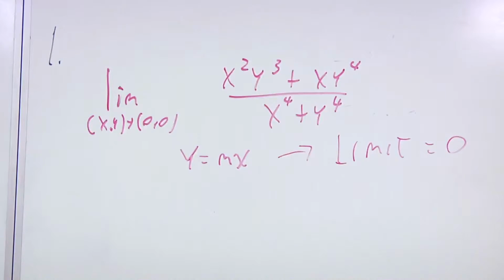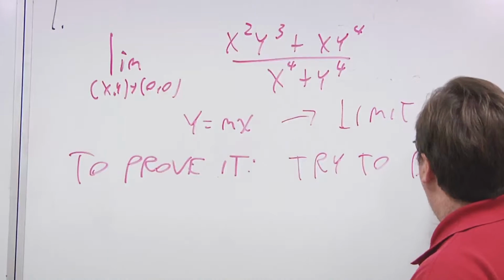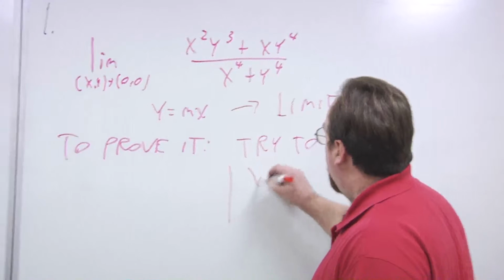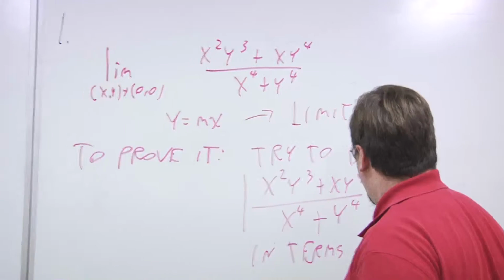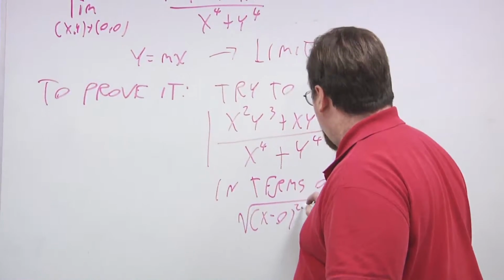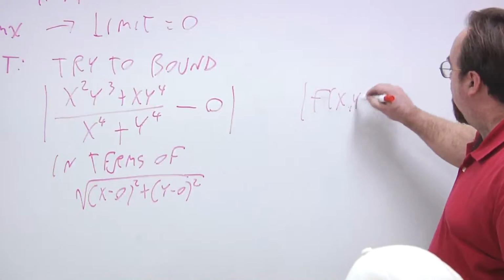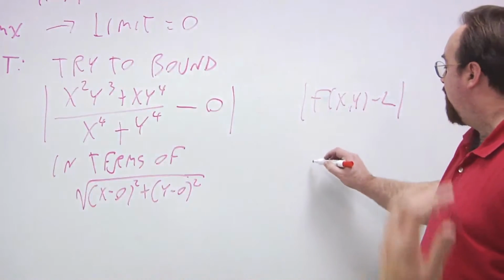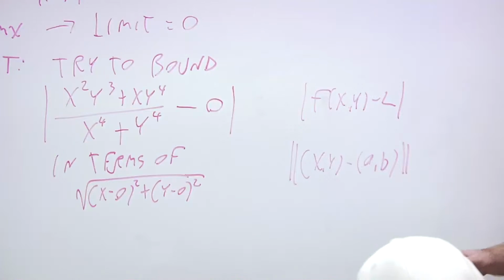So the problem is how to prove that. What you do is you try to bound the difference between the function and whatever value we think is the limit, in terms of the distance between x, y and the point we're approaching. So here we have f of x, y minus L in terms of x, y. So we try to bound this in terms of this. That's the general approach. So how can we do that?